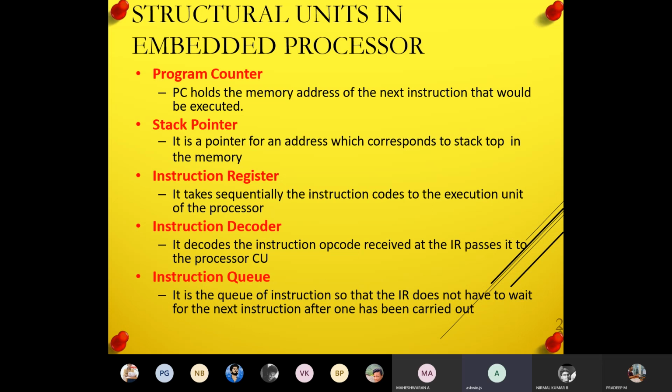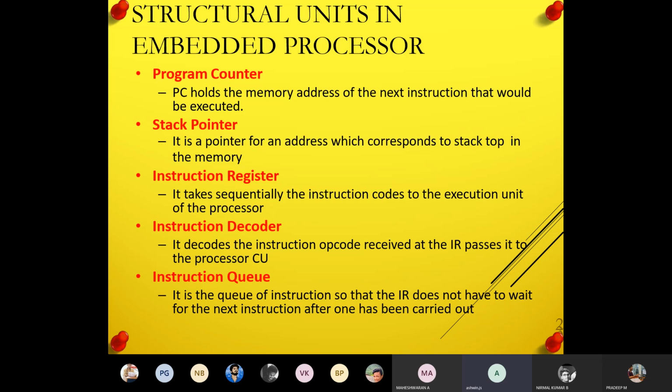And the stack pointer, the address of the last stacked point, will be stored. The instruction register is used for instruction code for the execution unit of the processor, and similarly the instruction decoder. The instruction code you write in mnemonics will be decoded using the instruction decoder, so that it is understood by the machine, I mean the processor. And the instruction queue is used as a buffer, so that it is readily available and I can easily access it instead of reading from the memory.